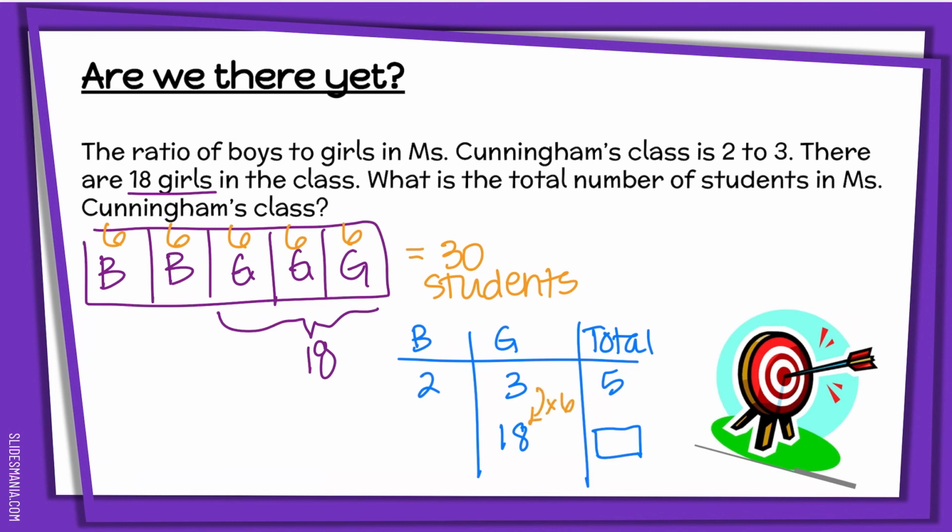So I see I can multiply 3 by 6 right here to find 18, which means 2 times 6 gives me 12 boys, and 5 times 6 gives me the 30 total. And our part plus our part should equal our whole here. And again, it matches our other strategy.